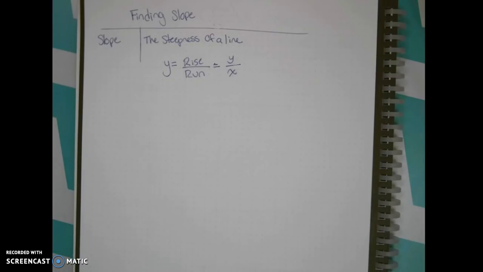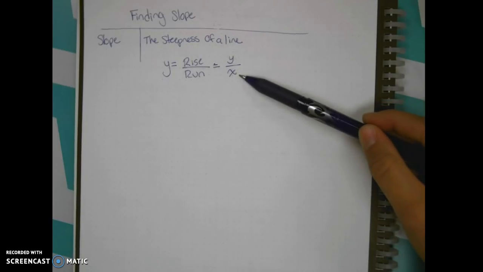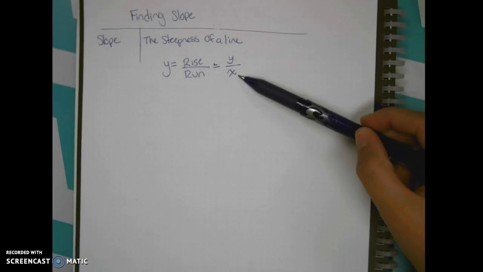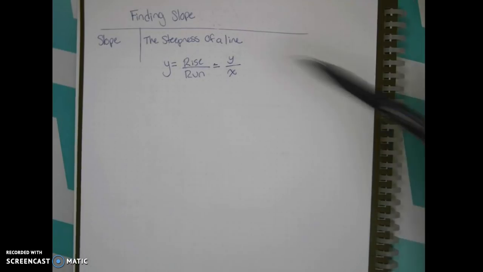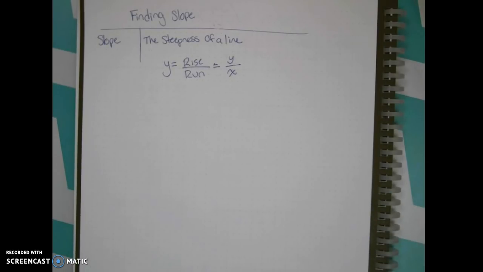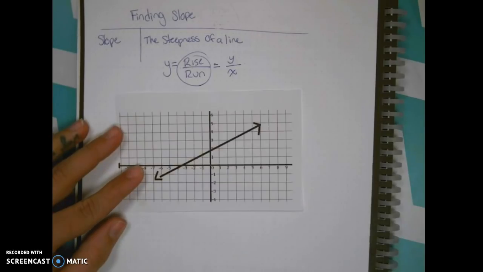Another way to remember this is "u are over your x." U starts with y, x starts with, obviously, x. Well, it starts with e, but in this case, x. So, u are over your x. So, we are going to take a look at a few graphs, and we're going to figure out the steepness of a line using rise over run.